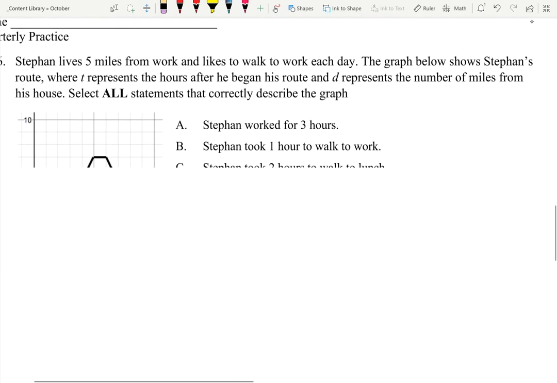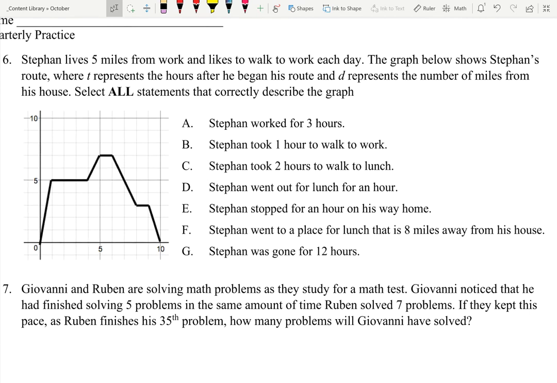All right, number 6. Stephen lives 5 miles from work. Now, this is a very interesting one. It's one that I can really explain to you guys. The graph below shows Stephen's route, where T represents the hours after he began his route, and D represents the number of miles from his house. So right here, this is going to be hours. This section over here is going to be miles. I apologize for not having that written down on your paper already.